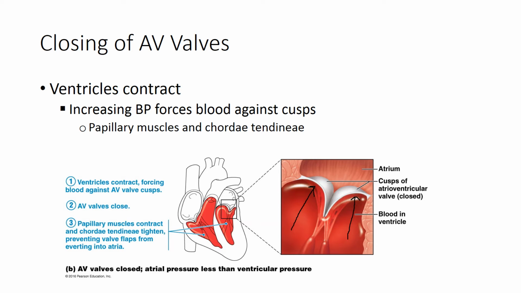Now, without the papillary muscles and the chordae tendineae, these flaps with this increasing pressure would just be forced backwards up into the atria, kind of like an umbrella that's blown inside out when you get a strong gust of wind. So what happens is the papillary muscles, these little mounds of cardiac tissue, contract when the ventricles contract and tighten these chordae tendineae that are connected to the valve flaps. Okay, so these little cords hold down the edges of the flaps to prevent them from everting back into the atria.